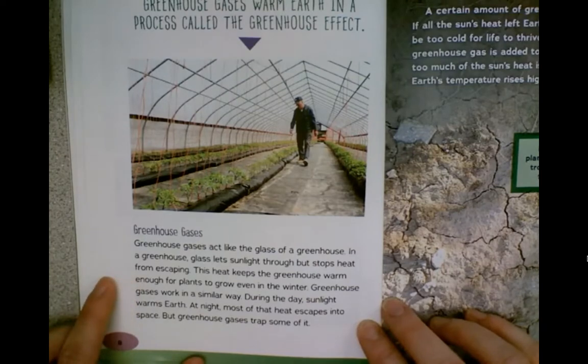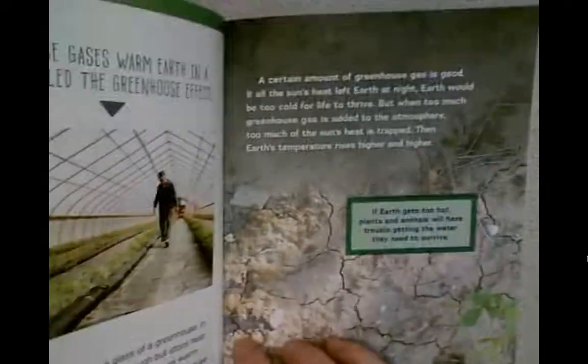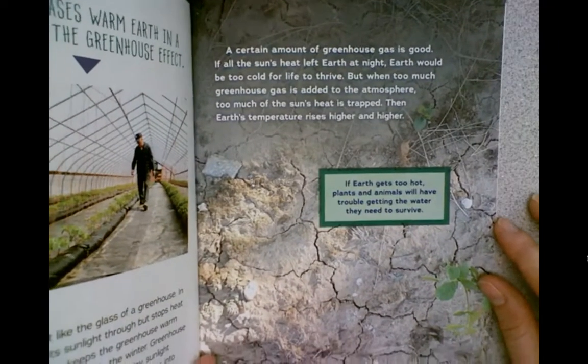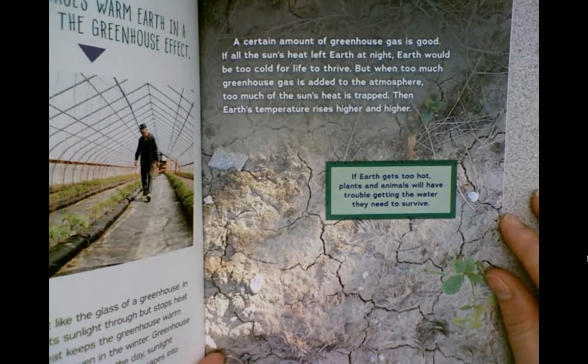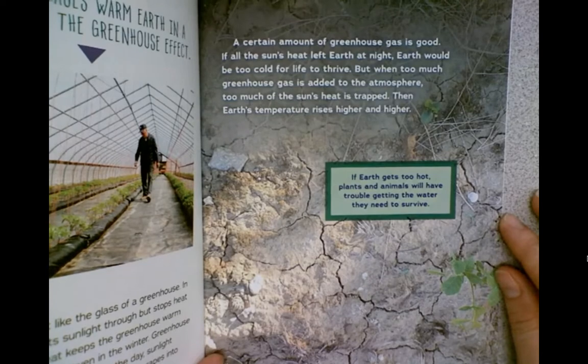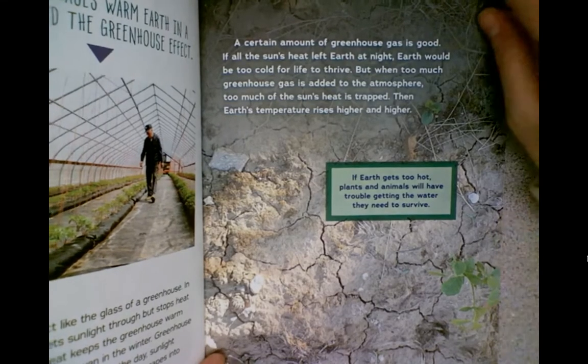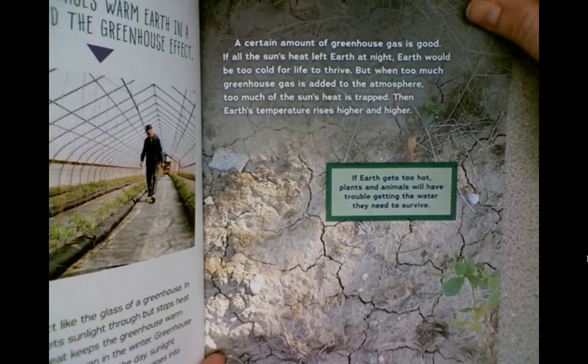During the day, sunlight warms Earth. At night, most of the heat escapes into space, but greenhouse gases trap some of it. A certain amount of greenhouse gas is good. If all the sun's heat left Earth at night, Earth would be too cold for life to thrive. But when too much greenhouse gas is added to the atmosphere, too much of the sun's heat is trapped. Then Earth's temperature rises higher and higher.